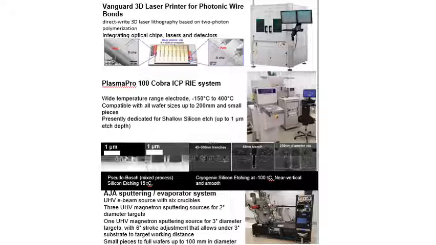Presently, we have dedicated this for shallow silicon etch, which means we don't etch more than 1 micron etch depth. We currently develop 2 shallow etch processes in-house. I worked on both of these processes. So the first one is the pseudo Bosch process, which is a mixed process. It is done at 15 degrees Celsius.